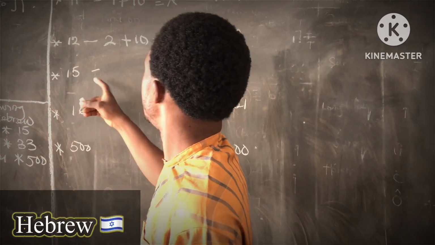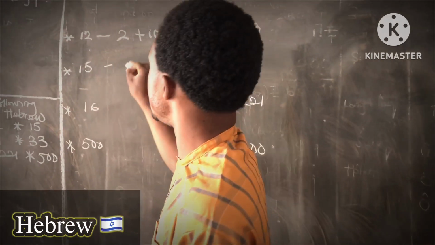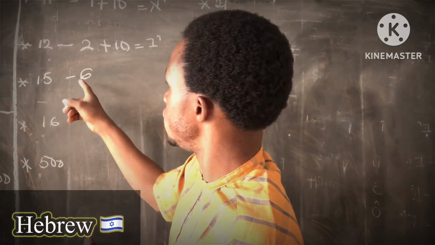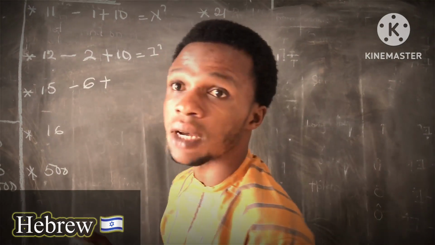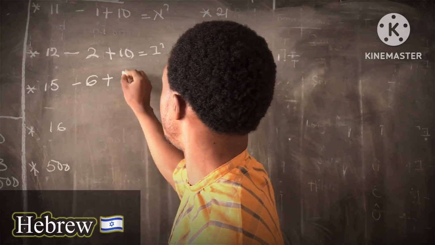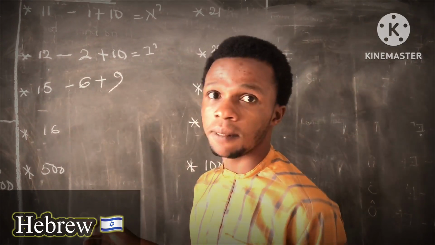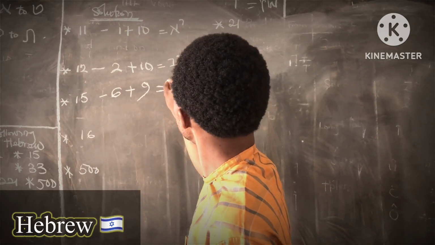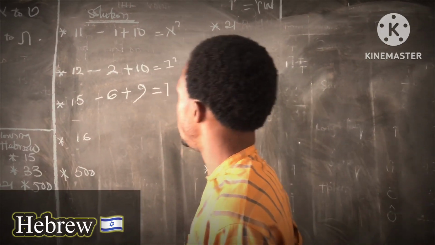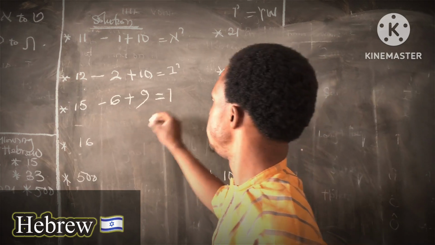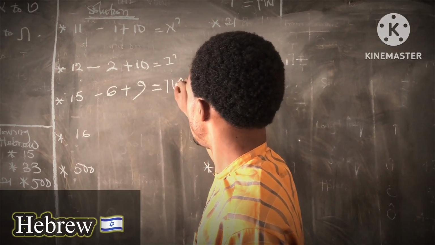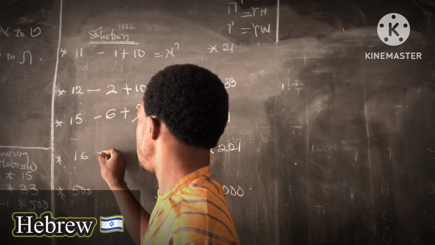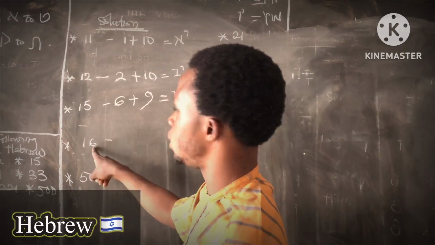So let's start with the smallest one. We can still bring it to 6. So we give you 15 again. We have 6 and 9. So we have 6 plus 9. 6 is represented by Vav, and 9 is represented by Tet. So this is 15.